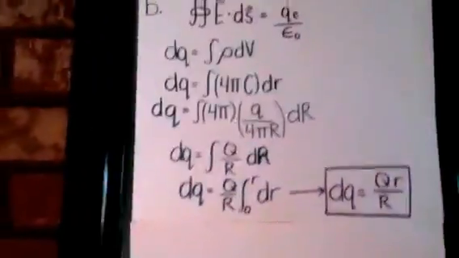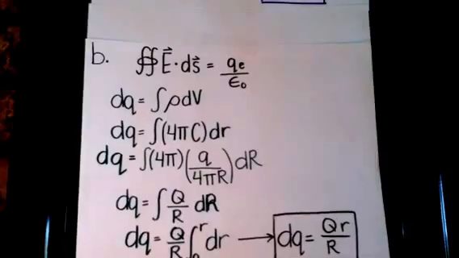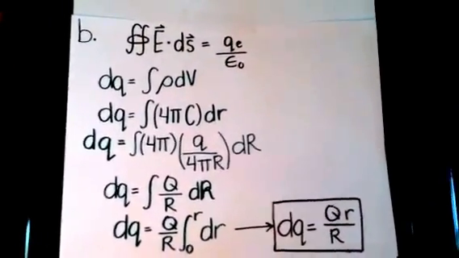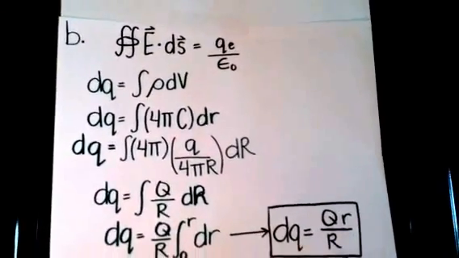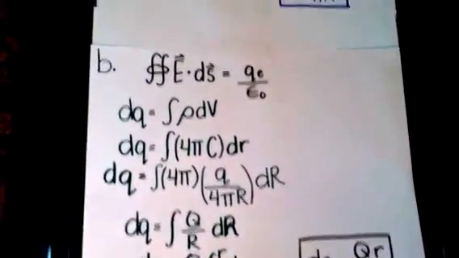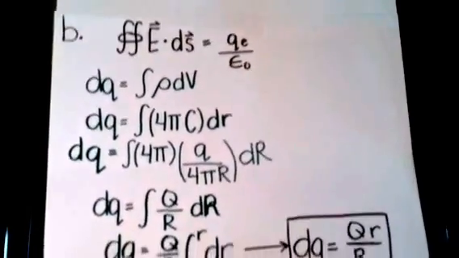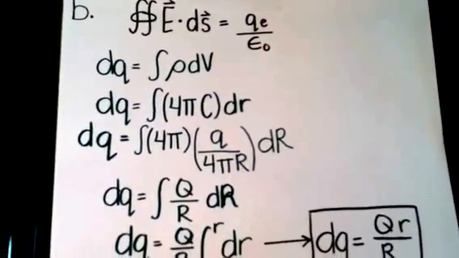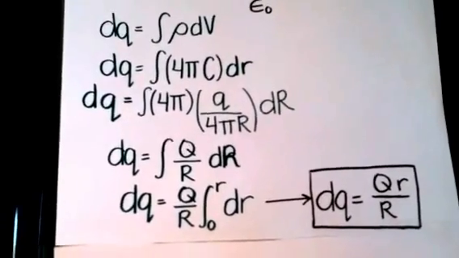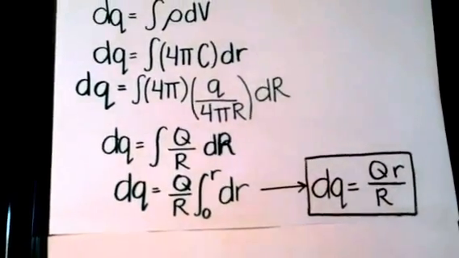Moving to solution B, we're asked to use Gauss's law to find the electric field inside the sphere. So we have some charge dq equal to the integral of rho dV. Now substituting in using our knowledge about rho from the previous problem, we can plug in 4 pi C dr. And again, from solving for C above, we can plug in for C in the integral.